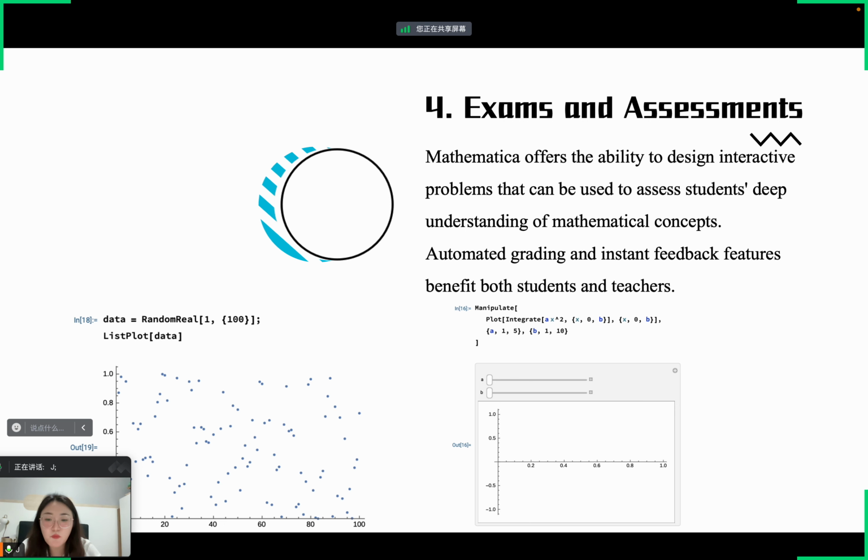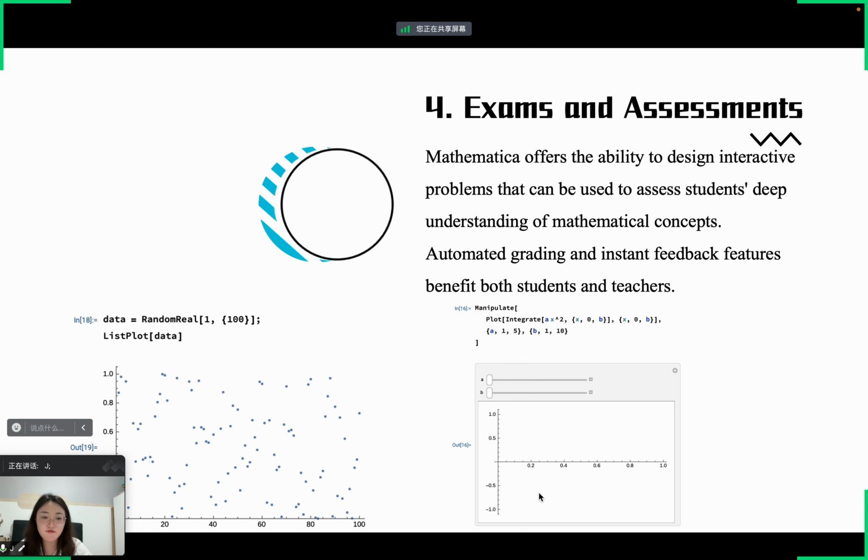Mathematica is more than just a tool. It's a wizard for classroom presentation, an adventure partner for students' projects, a powerful assistant in homework, and an intelligent referee for exams. It transforms mathematics into a dynamic and creative world.